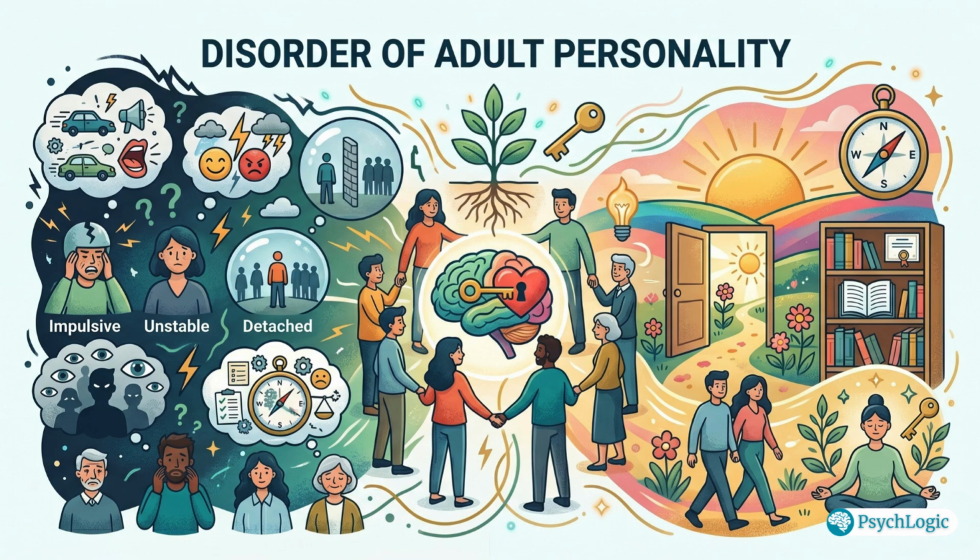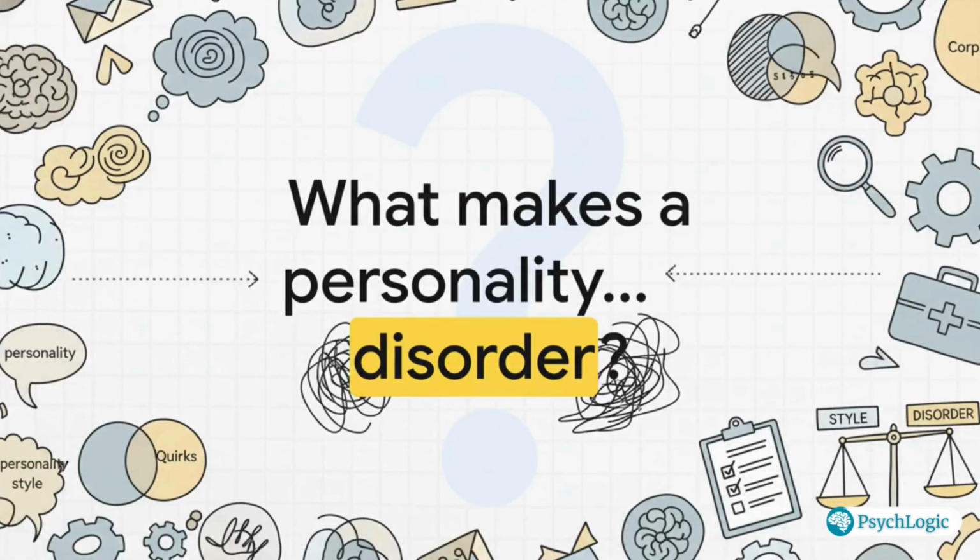Welcome to The Explainer. Today we are jumping right into a really complex and honestly fascinating part of psychiatry. We're using Chapter 9 of a short textbook of psychiatry to help us understand the disorders of adult personality and behavior. So let's start with the most basic question of all.